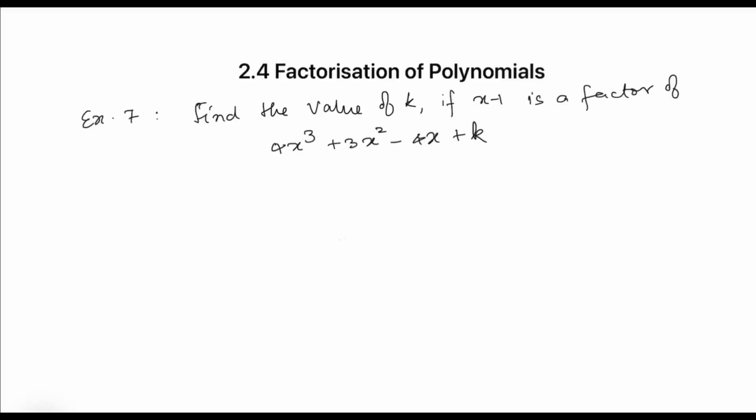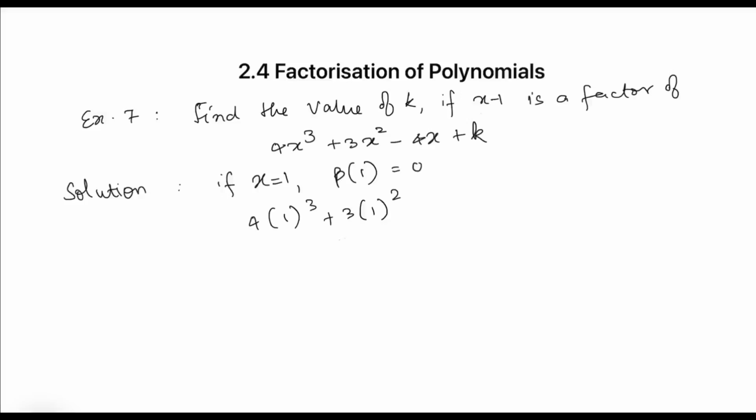Let's look at example 7. It is asking us to find the value of k if x minus 1 is a factor of the mentioned polynomial. So what it is telling us is that if x is equal to 1, then p of 1 is equal to 0, which means 4 of 1 cubed plus 3 of 1 squared minus 4 of 1 plus k is equal to 0. This is a simple equation. We can solve it. 4 plus 3 minus 4 plus k is equal to 0, and hence k is equal to minus 3.